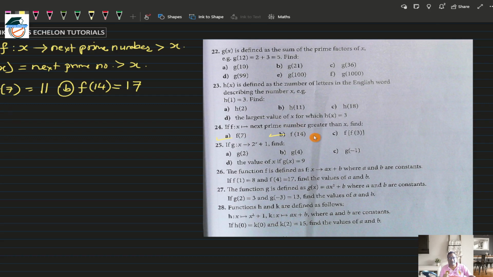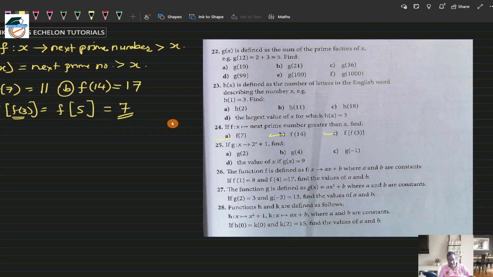C is f of 3, isn't it? So first we'll work out what is f of 3. What is the prime number just coming after 3? It should be, not 4, 5. So I'll write here 5. And now what is the prime number coming next after 5, greater than 5? It should be not 6, it should be 7. The answer for this is 7.